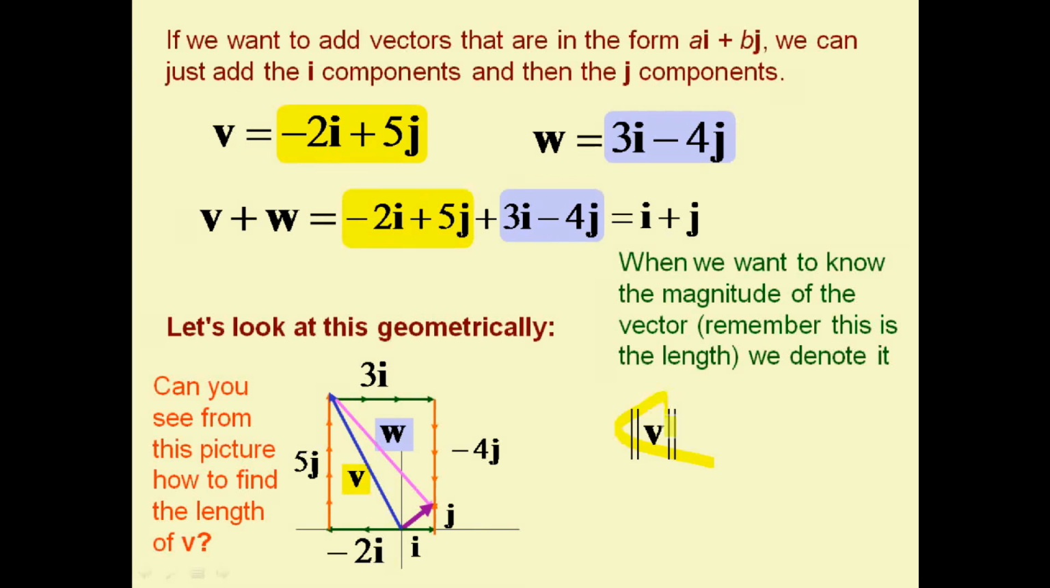Can you see from this picture how to find the length of v? V is this. So we can find the length by using this: square root of 2 squared plus 5 squared, which is square root of 29.